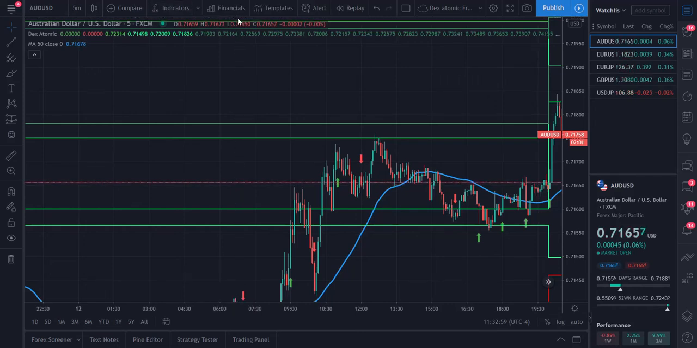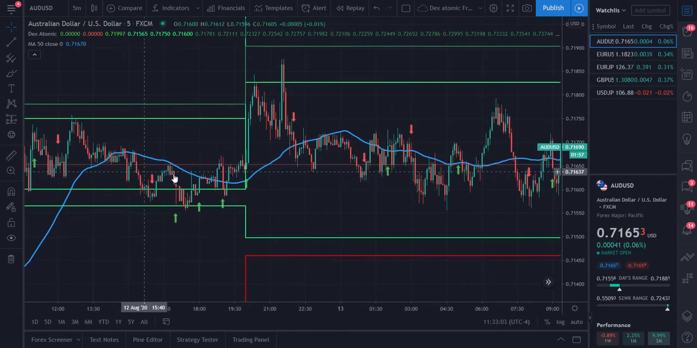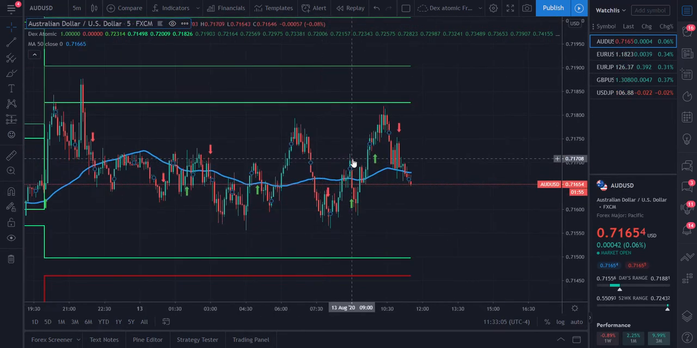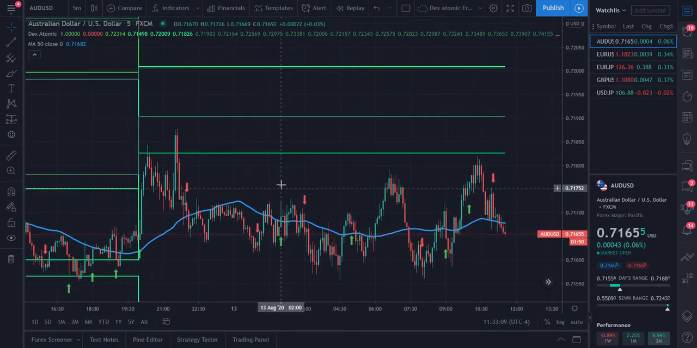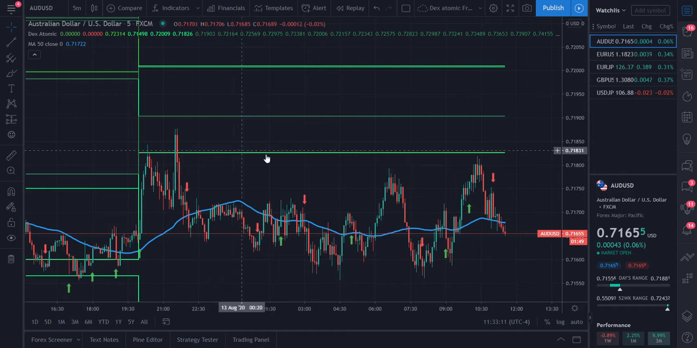Today is the 13th of August, 2020, and in this video, we're going to talk about working with the support and resistance areas on the pairs for the Dex Atomic system. Now, most of you already should know what support and resistance areas are. Now, we don't call them lines, we call them areas because they have an area of acceptance, okay?